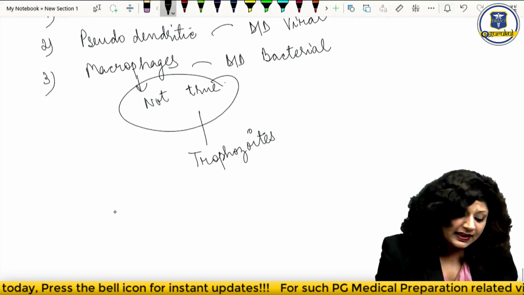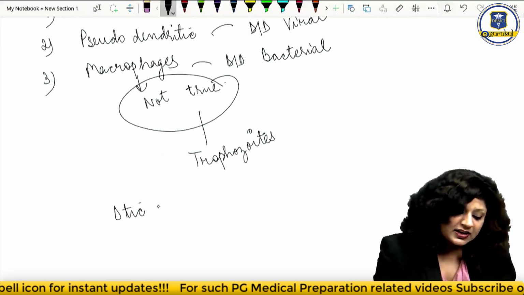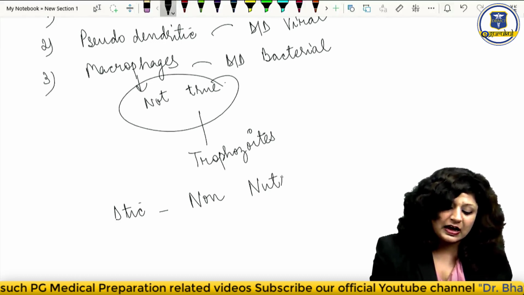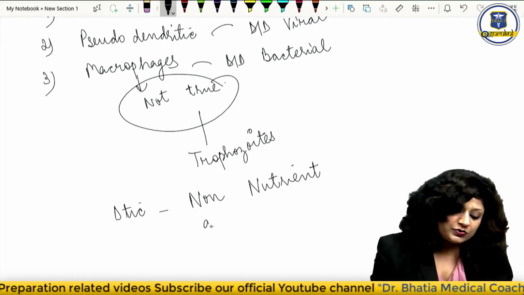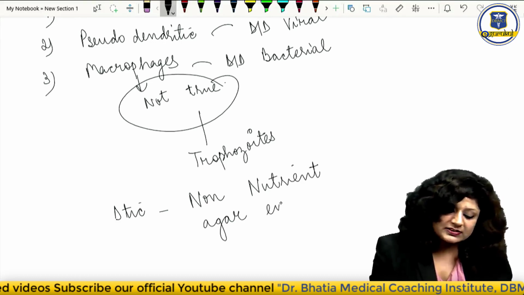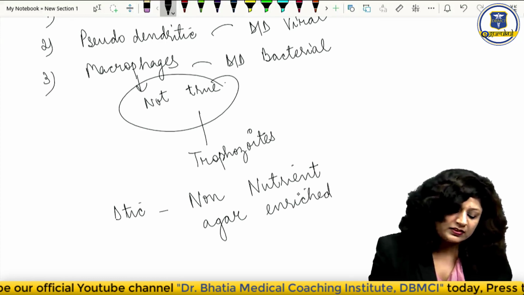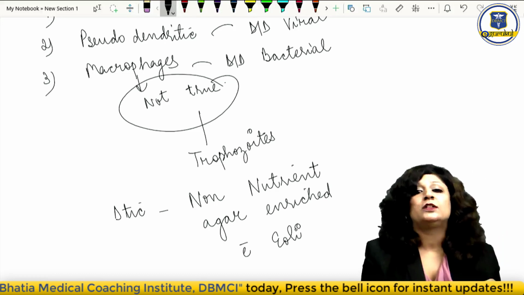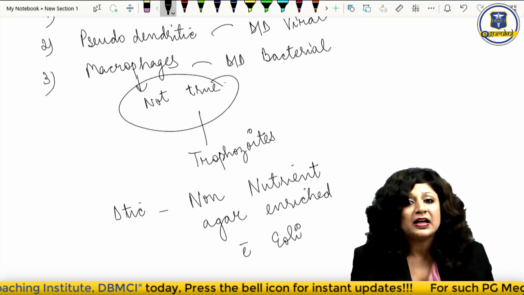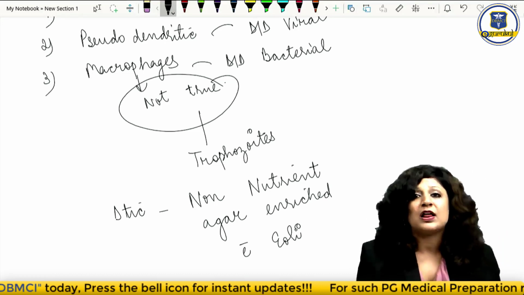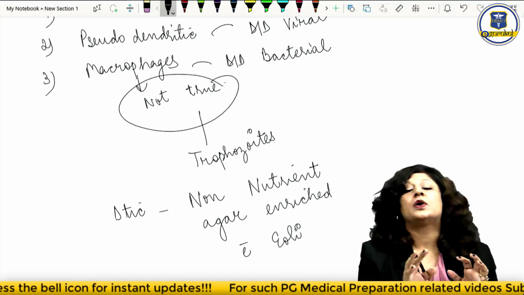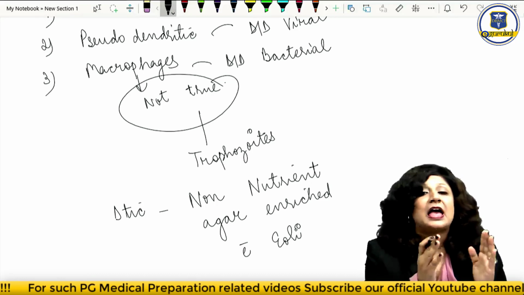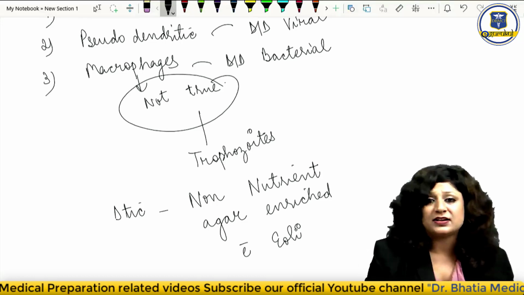Now what can be diagnostic? Diagnostic is the growth on non-nutrient agar, which is enriched with E. coli. If you are having a growth on the non-nutrient agar which is enriched with E. coli, then you are sure that you are dealing with a case of the Acanthamoeba corneal ulcer and you have to take the necessary treatment.